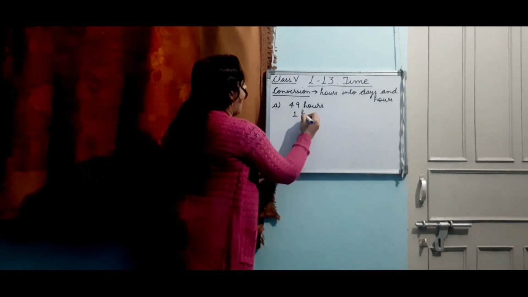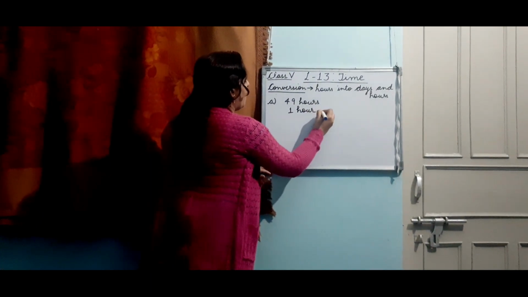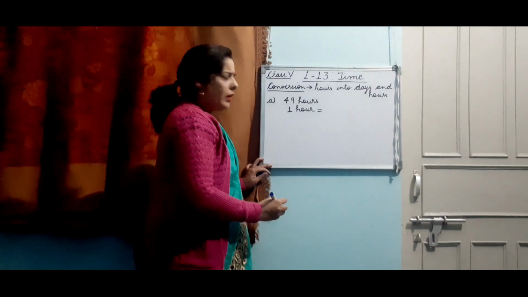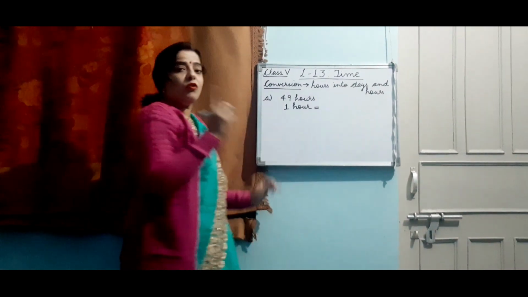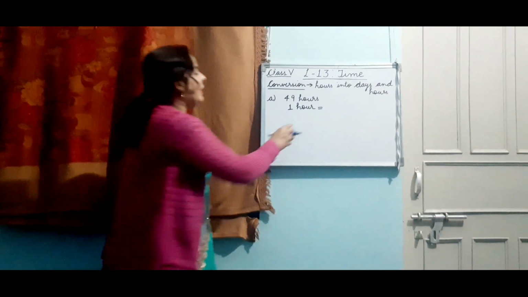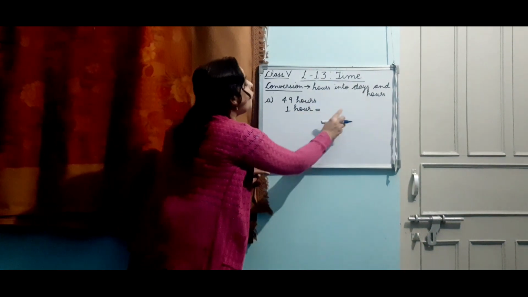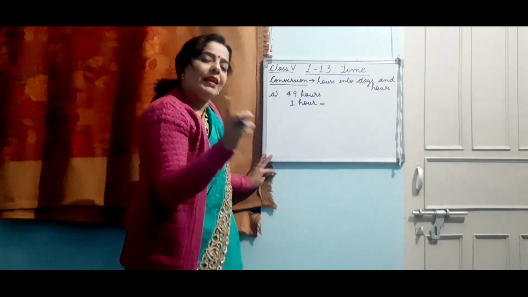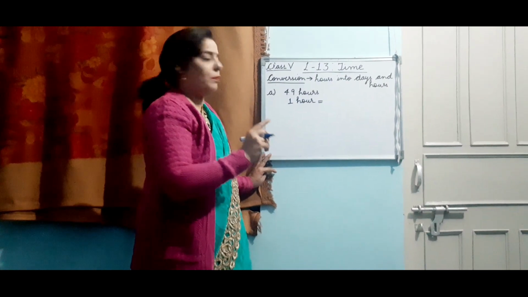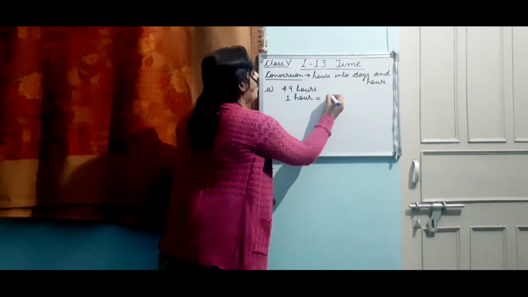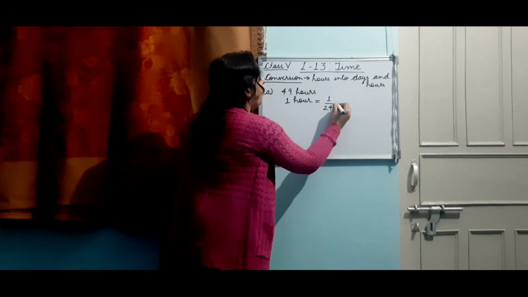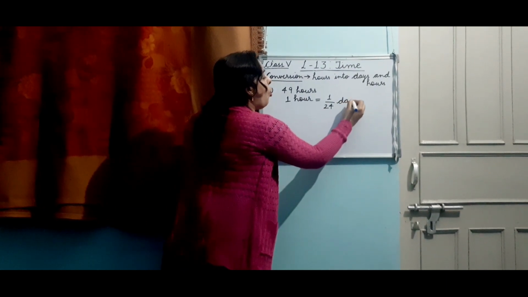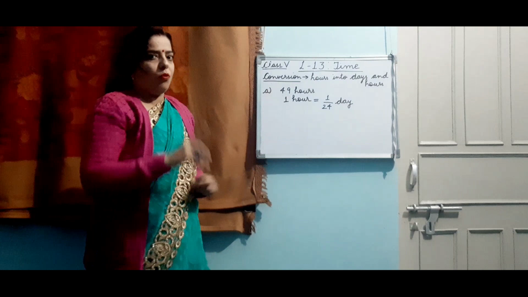So 1 hour is equal to how many days? Now this is not possible. 1 hour is how many days? So remember, when we are writing a time fact from smaller to bigger, we write it using a division symbol. How? Upon symbol. So it will be 1 upon 24 day. We all know that 1 day is 24 hours.